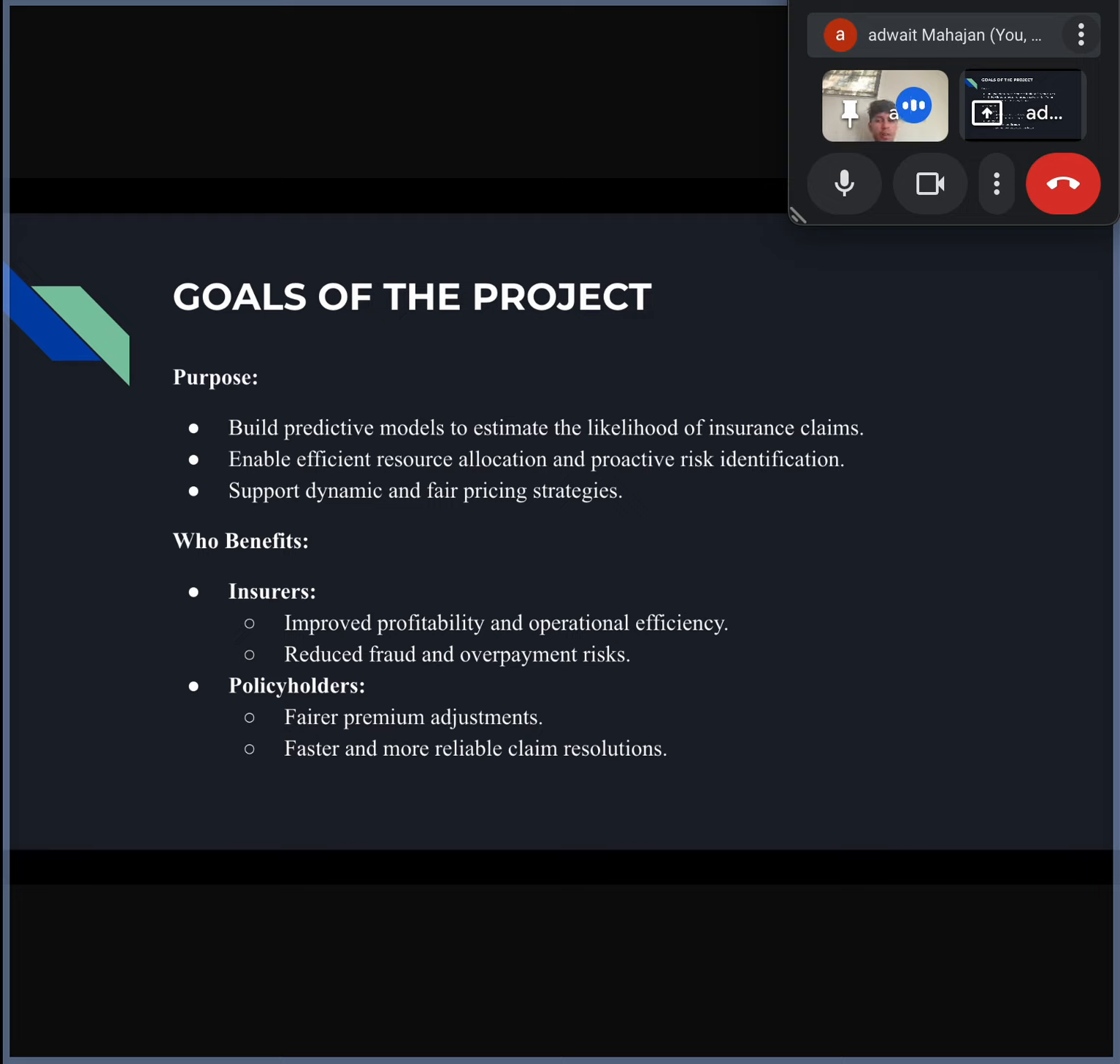If we talk about who it benefits, this work benefits insurers by improving profitability and operational efficiency while reducing fraud and overpayment risks. And even policyholders can benefit through fairer premiums and faster claim resolutions.